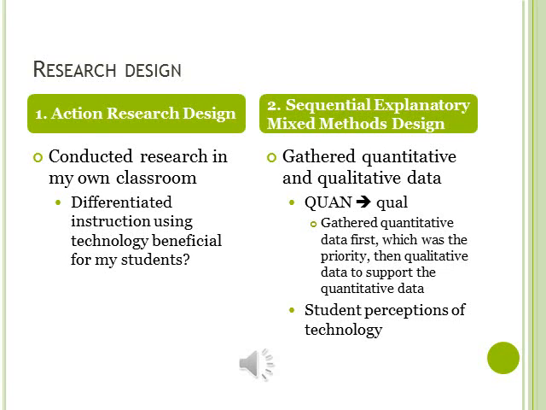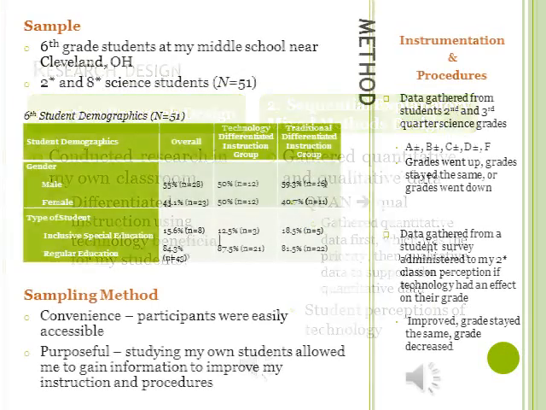The second type of design I used was the sequential explanatory mixed methods design, so you are able to gather quantitative and qualitative data. In this case, I gathered quantitative data first, which was a priority, and then I used the qualitative data that I gathered afterwards to help me support that quantitative data. And I was looking at student perceptions of technology in the classroom.